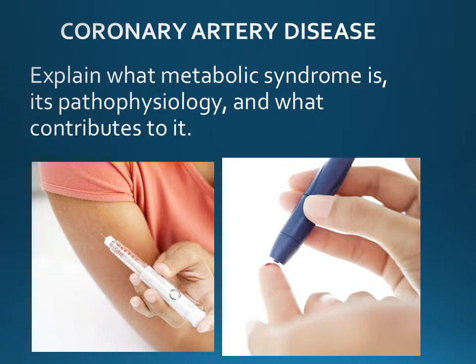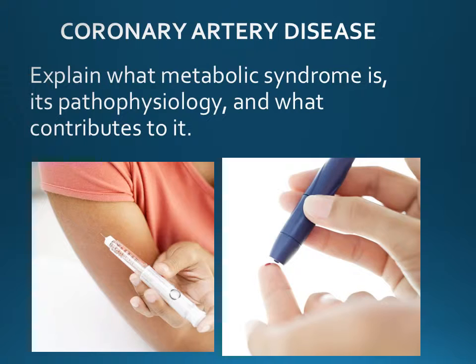So he said that metabolic syndrome was a risk factor for any kind of peripheral vascular or coronary artery disease. And so to explain what that is, according to the American Heart Association, metabolic syndrome occurs when a person has 3 or more of the following 5 measures.